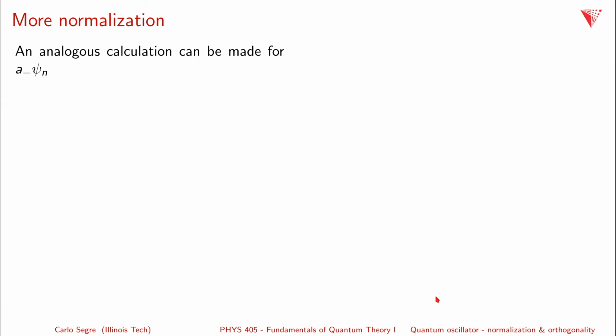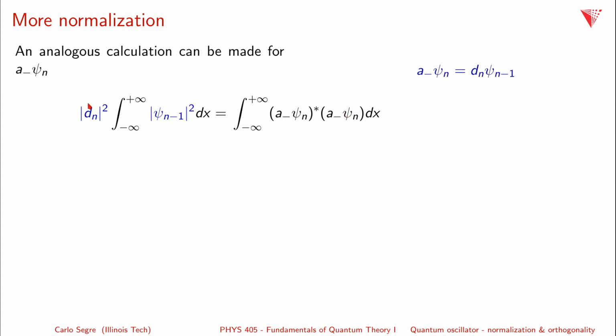We can do the same thing with A minus applied to psi sub n. So A minus applied to psi sub n gives me d sub n psi n minus 1. I now make the integral where I apply A minus to both terms, both sides, and then do an integral. And so on the left side here, this gives me d sub n squared and psi n minus 1 modulus squared, integrated out, which is going to be 1 because this has to be normalized. Over here, I'm going to move the A minus over and I get A plus. So now I get A plus A minus psi n, all starred, psi n dx.